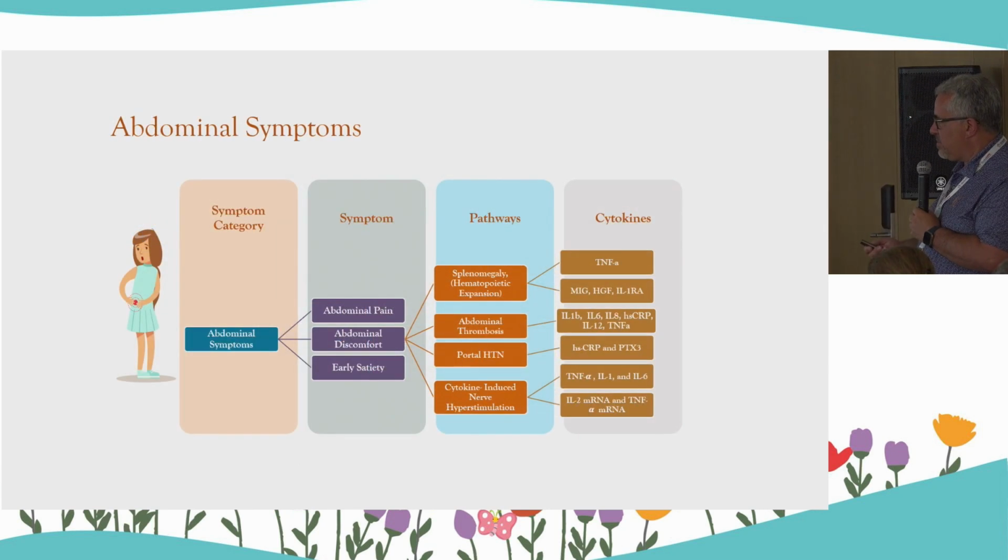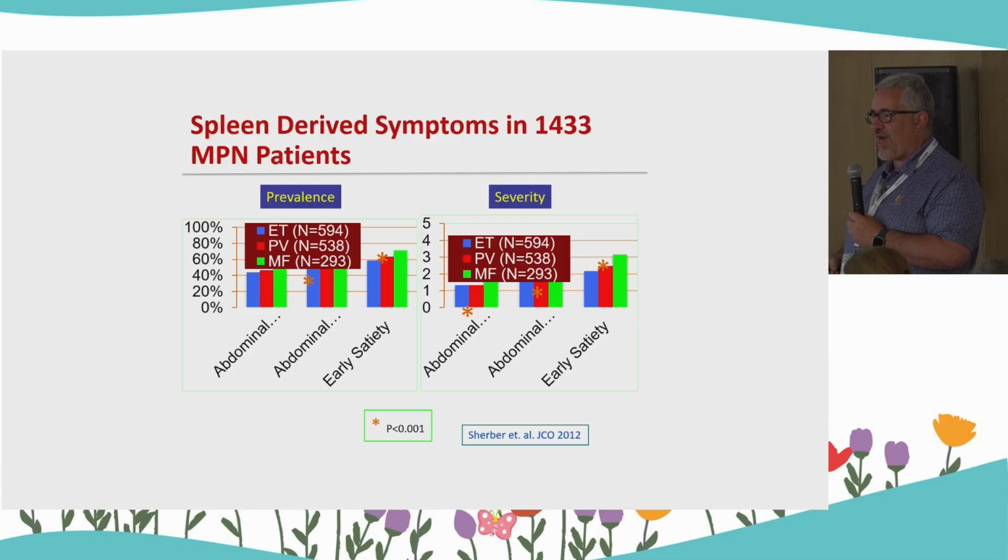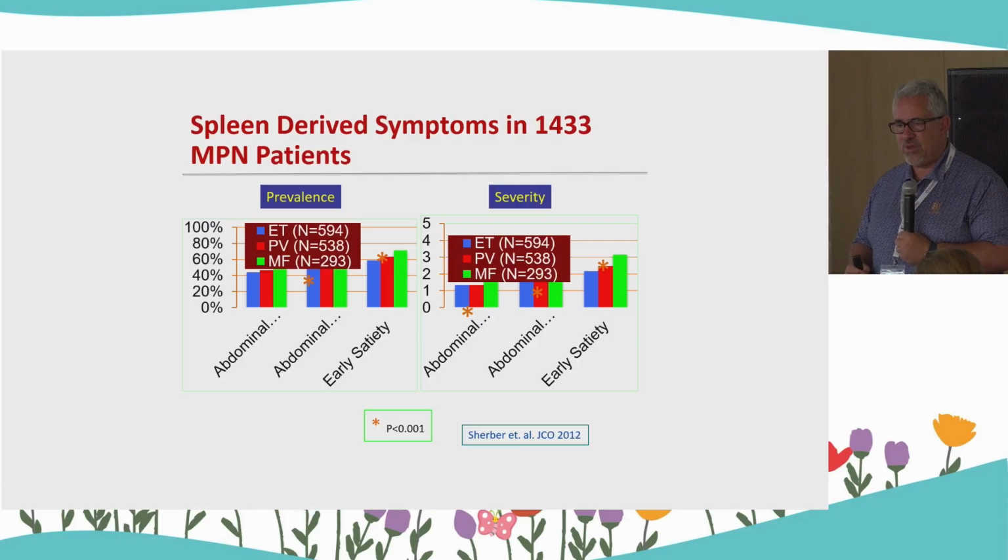Abdominal symptoms similarly have a whole range of contributors. Now we have data in thousands of patients. Almost equivalent data in 5,000 patients with MPNs across many different countries. And we've learned several things.